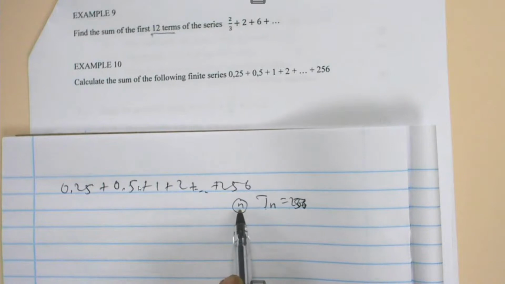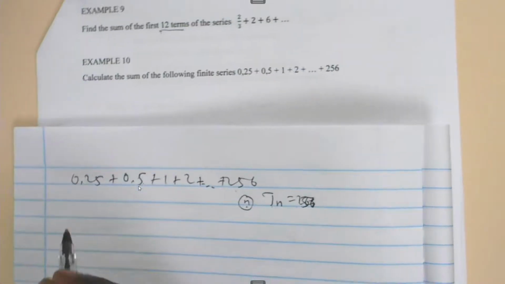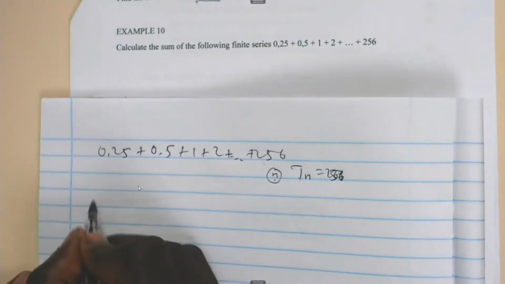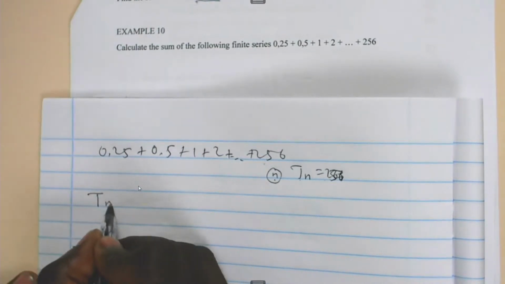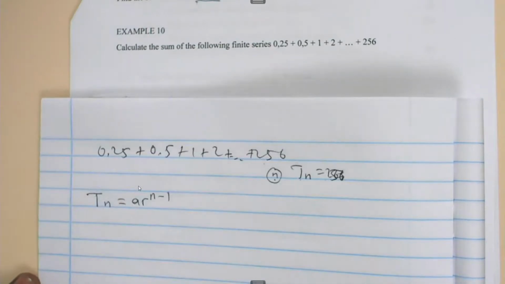How do we find the term number? This is a geometric series. Therefore, for a geometric series, we are still using the general term: Tn equals a r to the power of n minus 1.